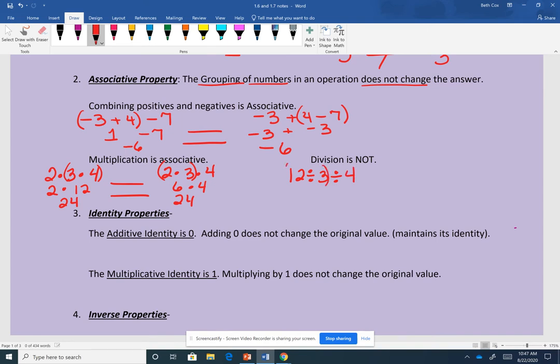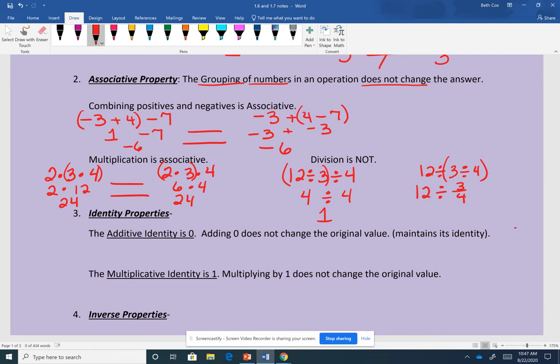Okay, so now if I did 12 divided by 3 first, I get 4. And 4 divided by 4 is 1. Okay, but if I did them in a different order, if I did 3 divided by 4 first, well, that doesn't divide. So when it doesn't divide, we write it as a fraction in lowest terms.